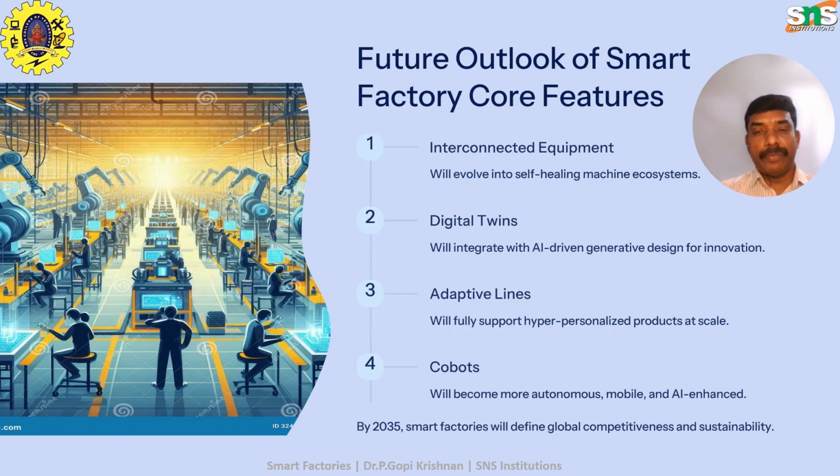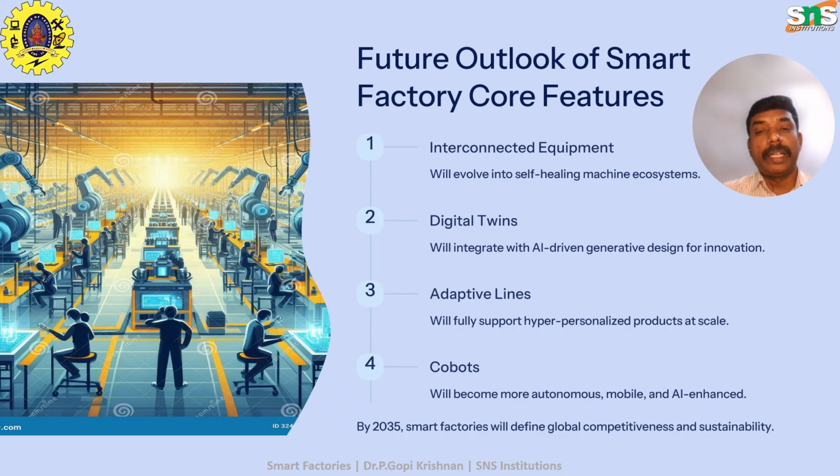So these are the future concepts that can be adapted to Industry 4.0, that is, with the smart factories. And every smart factory by 2035 will have all these four components. Interconnected equipment will be there, which connects different kinds of equipment, and will evolve into the self-healing machine ecosystem. The workers will no longer go and study the predictive maintenance of the given component or the given system. It will be taken care of by the equipment itself.